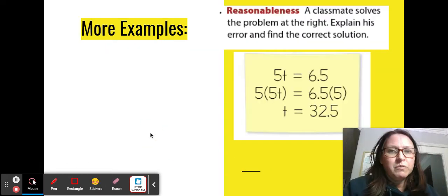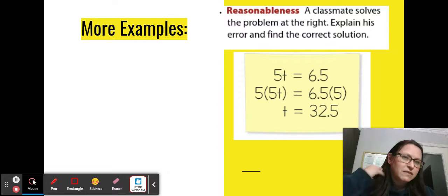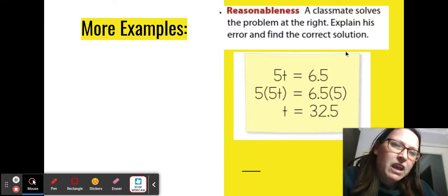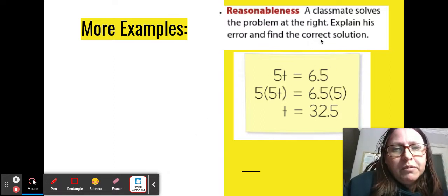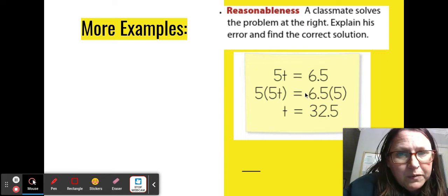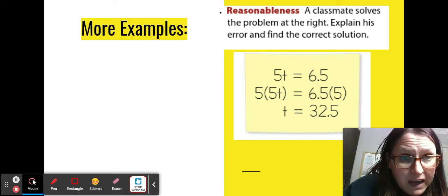Now, let's look at another one. I've got a couple of different questions with this lesson, and I kind of think it's a good idea. A classmate solves the problem below. Explain his error and find the correct solution.